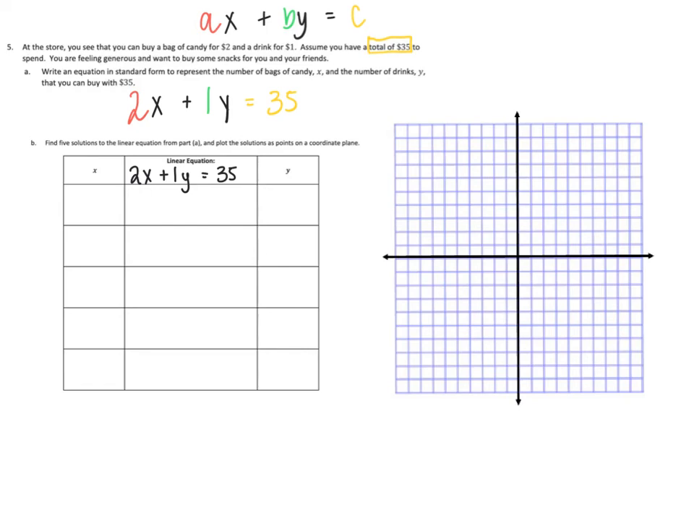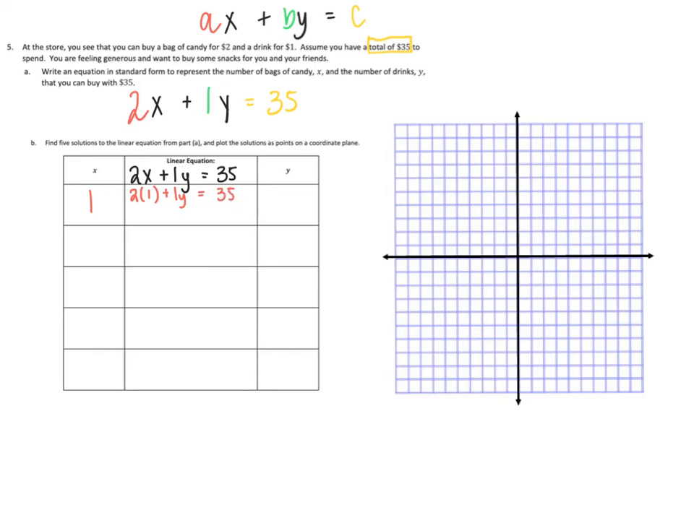I'm going to start you off with the first row, and then I want you to find the remaining 4 rows, okay? So let's just say x is 1. It's pretty much the easiest number to start with. So this becomes 2 times 1 plus 1y equals 35. And I'm just going to solve for y.